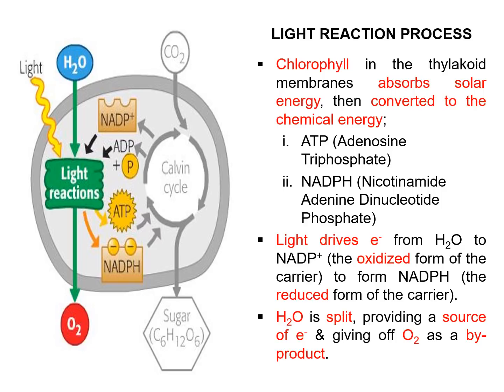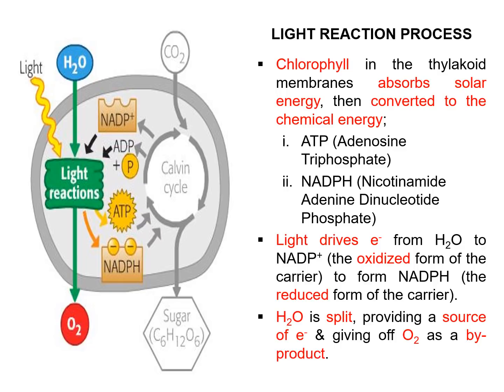In the light reaction process, the absorbed solar energy in the form of light will drive electrons from H2O to NADP. NADP is the oxidized form of the energy carrier, to form NADPH, which is the reduced form of the energy carrier.